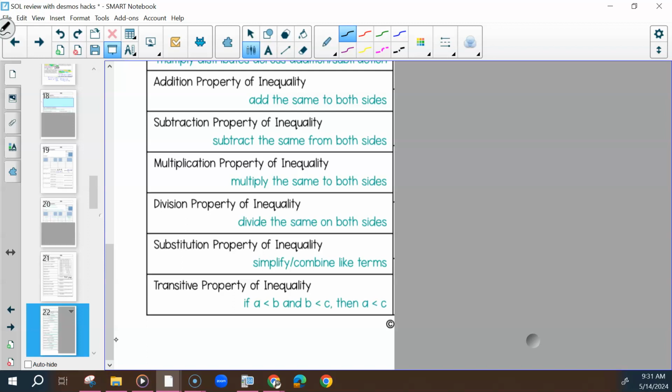Reflexive is not up there, but it's usually there, and symmetric. Symmetric is like x equals 5 and then flipping it, 5 equals x. Reflexive is just a equals a, 5 equals 5.